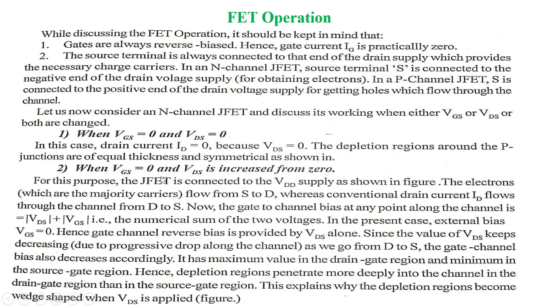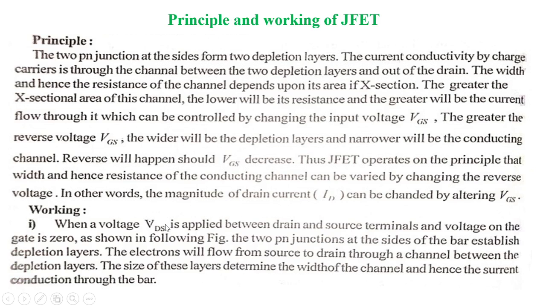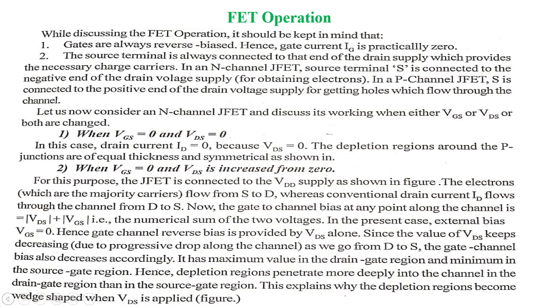When VGS equals 0 and VDS is increased from 0, for this purpose the JFET is connected to the VDS supply as shown in the figure. Now the electrons, which are the majority carriers, flow from S to D, whereas conventional drain current ID flows through the channel from D to S.